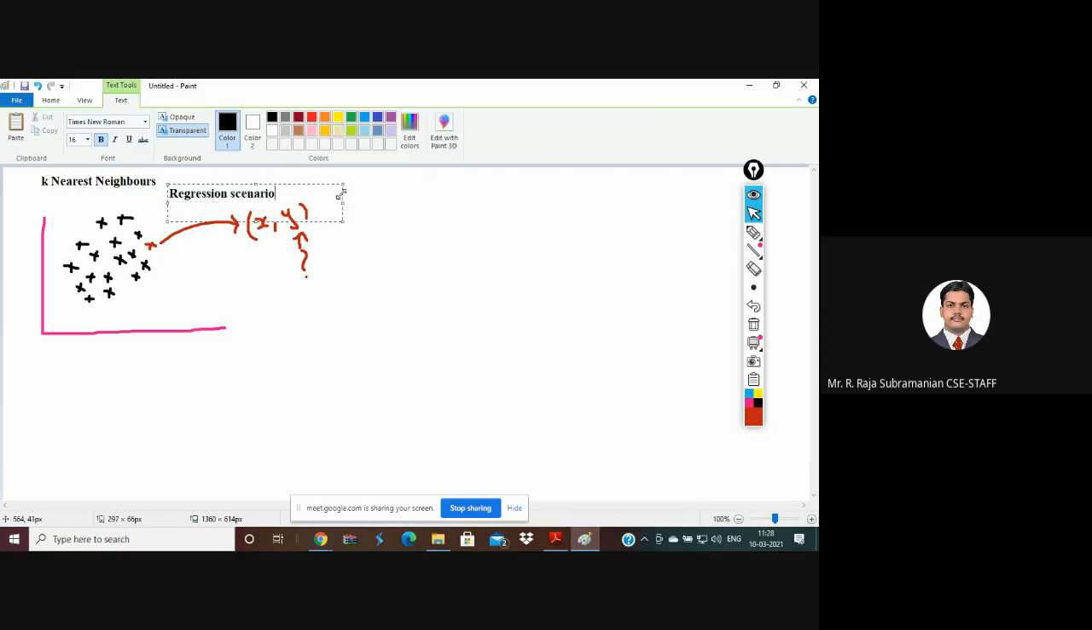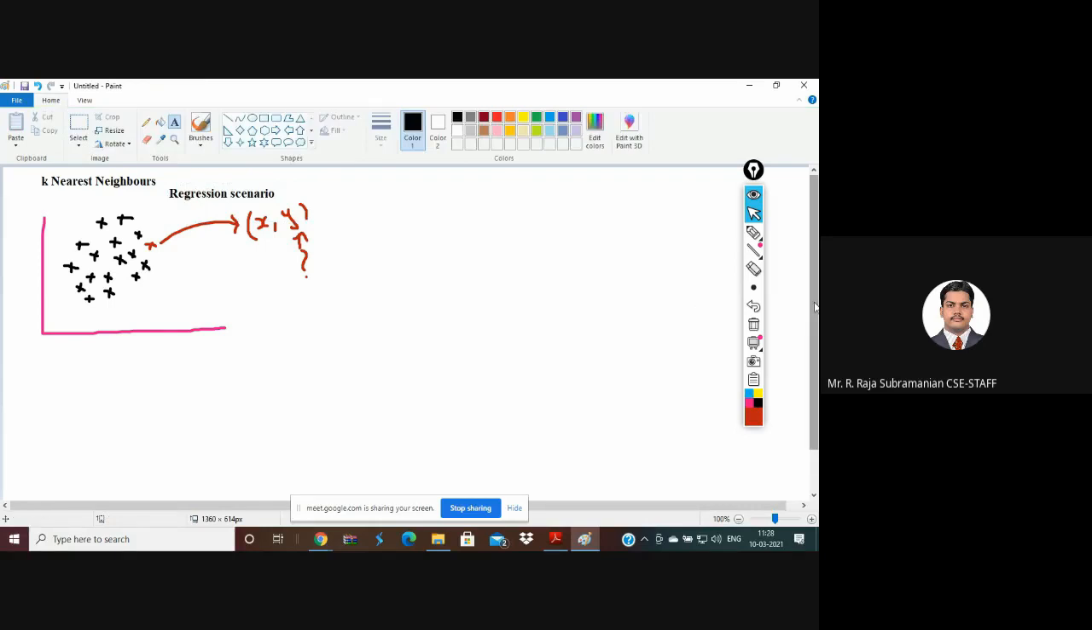All are same data points. So what I'll do, I'll use the same distance metric, right? And we'll fix some k, say k is equal to 5, or I'll fix k is equal to 7 this time. Any odd number values I can take.